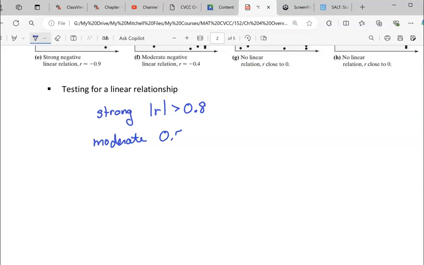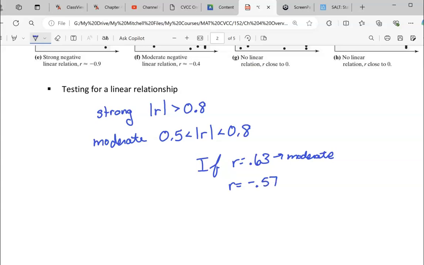if we get something between 0.5 and 0.8. So let's say we get R is equal to 0.63. We're going to say that is a moderate fit. If we get R is negative 0.57, we're looking at the absolute value of R here. So that absolute value would be positive, and 0.57 does fall within that interval. So we would say this would be moderate.